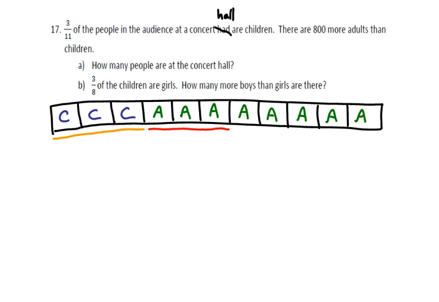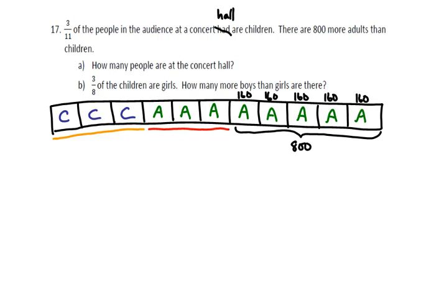So we have 5/11ths that are more. And we're told that there's 800 more adults than children. So 5/11ths then is equal to 800. So if we wanted to take that 800 and break it down into 5 parts, 800 divided by 5 would give 160 for each of those.